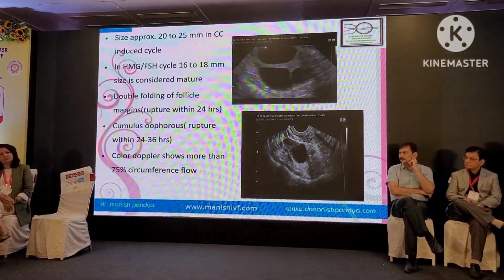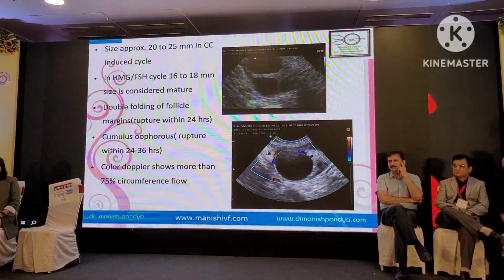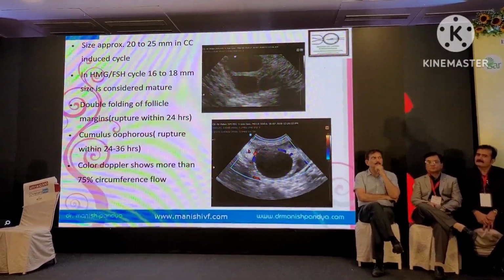But once you put the Doppler flow, we will be seeing more than 2/3 of the vascularity around the perivascular flow. Okay. And there will be reduction in the BIS. What about the cumulus in the follicle?